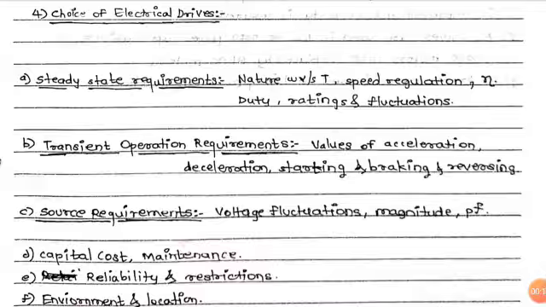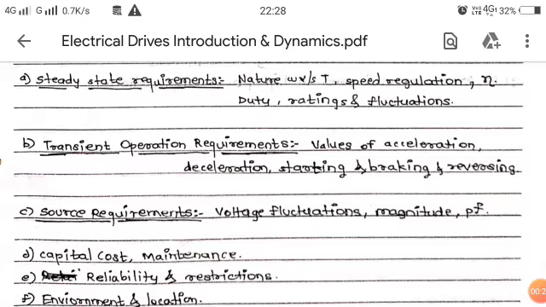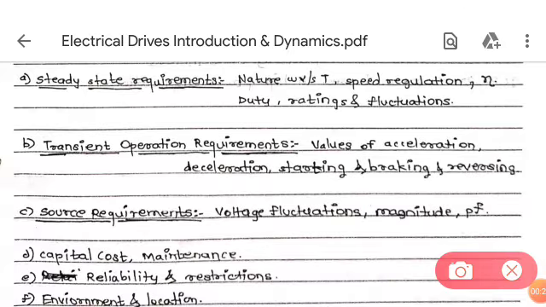This is the third lecture on choice of electrical drive. So the points are written here. We'll see one by one. So the very first point is steady state requirements. When we are choosing a drive for some application, the steady state requirements are very important.